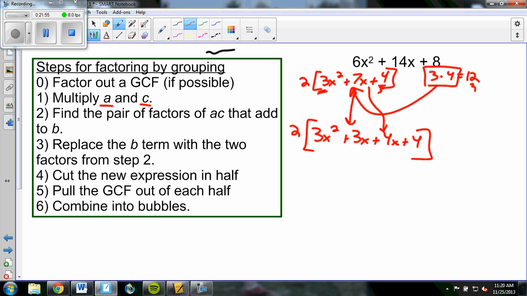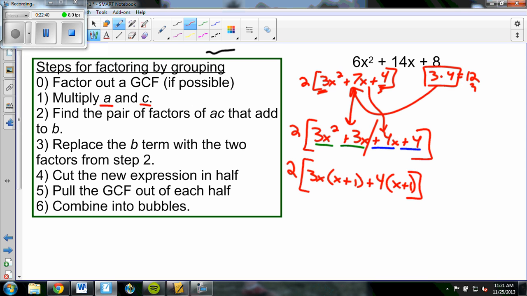Now, we're on step 4. I'm going to cut this in half right there, right between the 3x and the positive 4x. The sign is very important, so I'm going to keep the sign with the 4x. My 2 still just sits out there. Those two terms can both be divided by 3x. So I'm going to factor a 3x out of both of those, and I'm left with x plus 1. These can both be divided by 4. So I'm going to pull out a positive 4. I keep the sign there, plus 4, and I have another x plus 1.